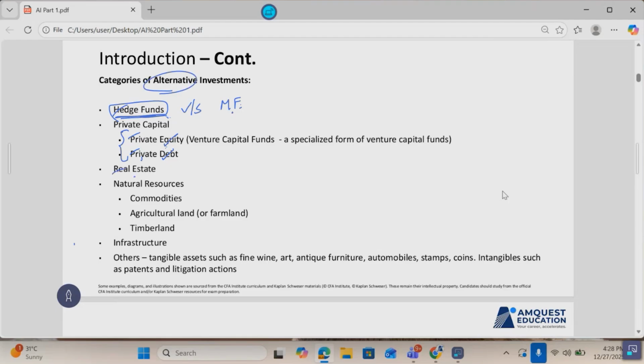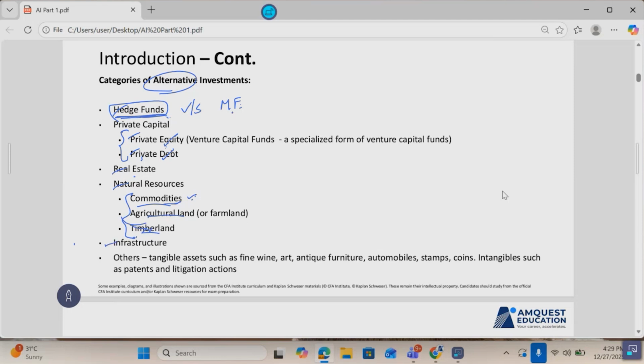Real estate, you all know the meaning of that. Natural resources, all things that are natural: commodities, onions, all the things that are grown, again land, timberland. In this, you will have everything that's grown on the land, wheat, bajra, gawar, all those. You can also trade in all these commodities, land and timberland.